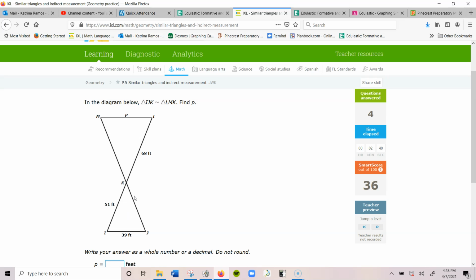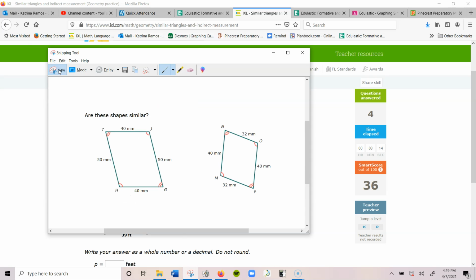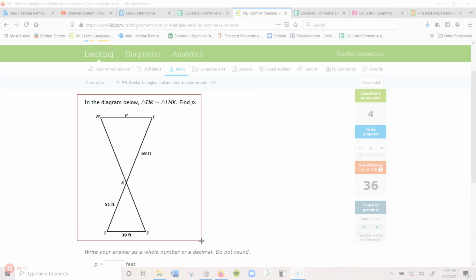Here we have these two triangles. It says here in the similarity statement that IJK is similar to LMK. And we want to find P. If we look here, P is going to correspond with this 39. That means that IK is going to correspond with LK. So we're going to have to figure out what is that similarity ratio. Now, this one is kind of difficult because it's not as easy as the other ones. So I'm going to copy this over and we're going to work it out.